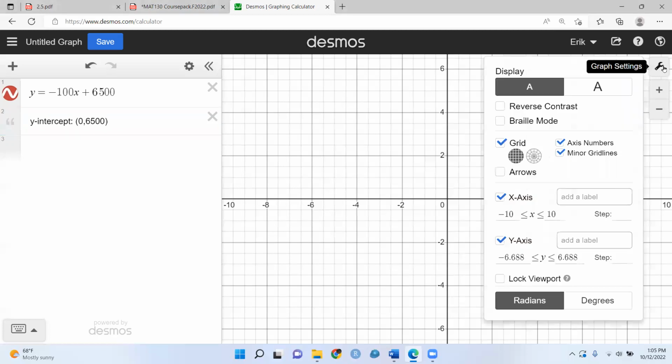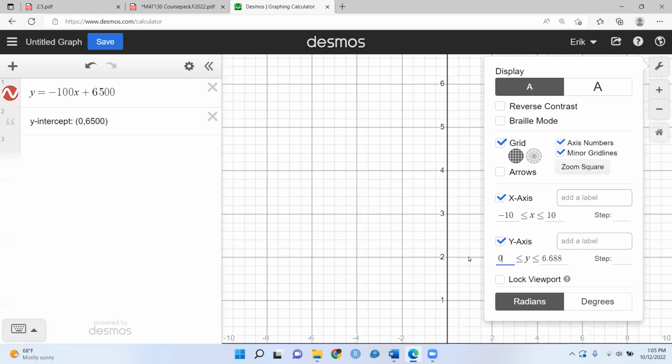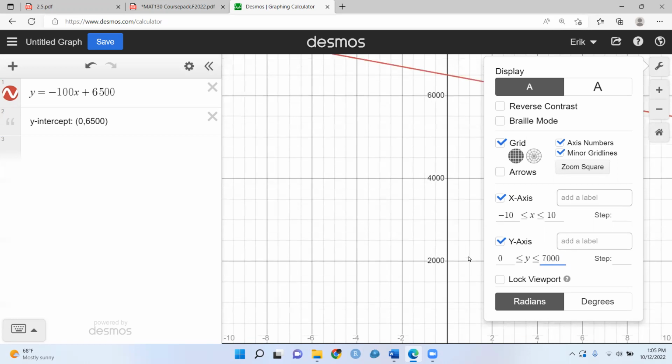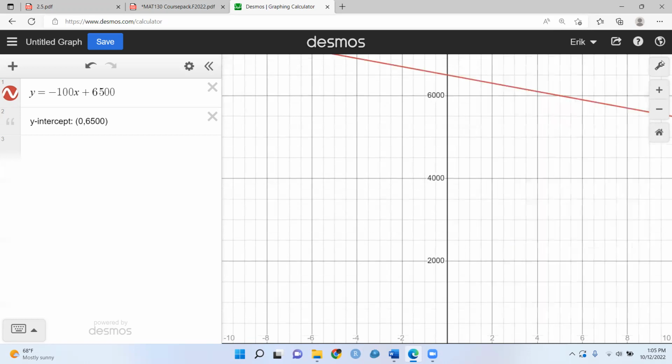So click the graph settings button in the top right corner, and you can see a scale here. The x-axis goes from -10 to 10. The y-axis goes from negative something to 6.6. Well, we don't need negative numbers, so I'm going to change the y-axis minimum to 0. And then we need the y-axis to be close to 6,500, so I'll do 7,000. Oh, there's my line.